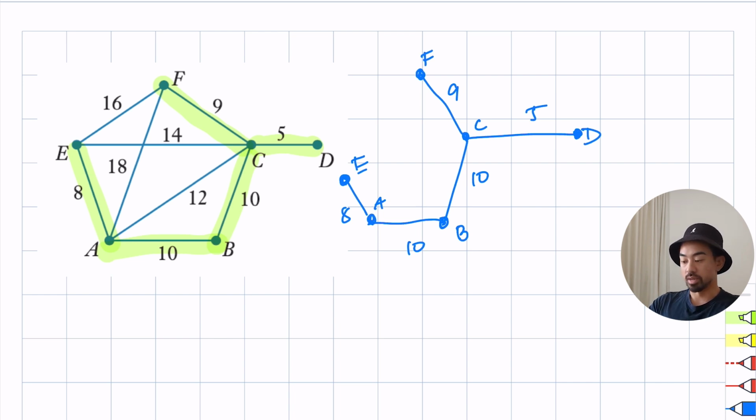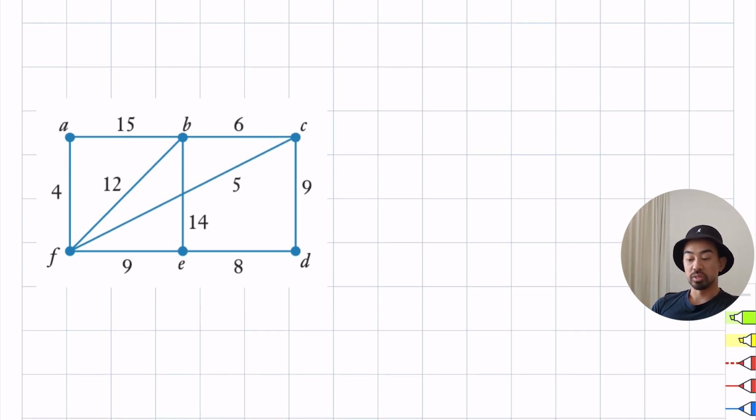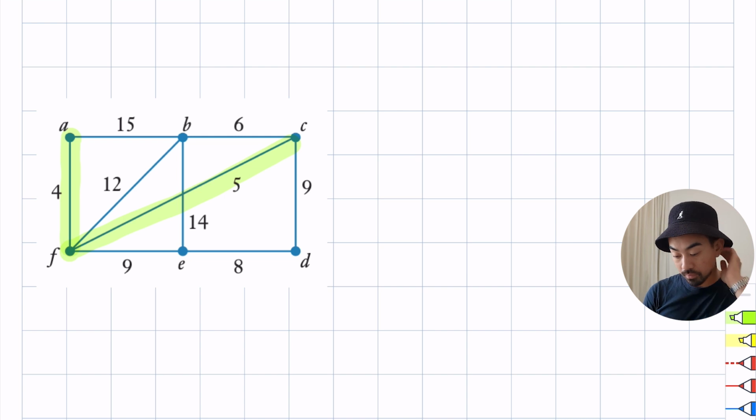Okay, let's look at the next example. Once again, Kruskal tells us to start with the smallest edge. So just by looking at it, I think it's going to be 4 there. Okay, cool. What's the next smallest edge? Looks like it is going to be 5. So I'm going to highlight that there. What's the next smallest one? It looks like it's going to be 6. And then lastly, I need the next one, which is 8.